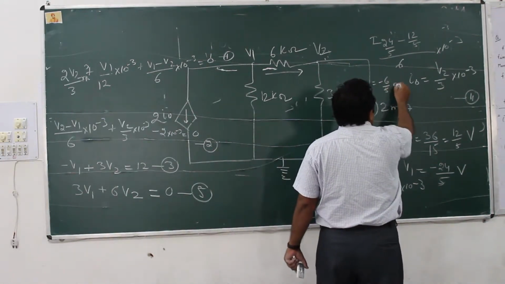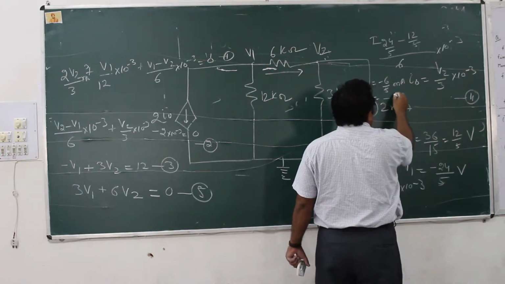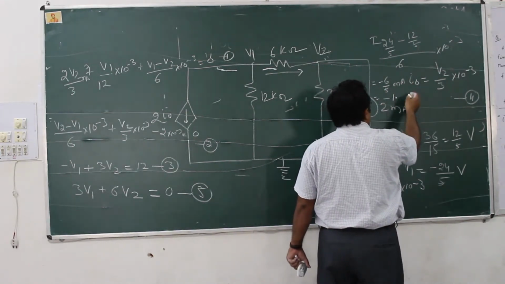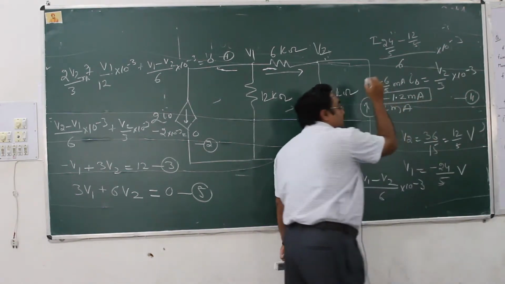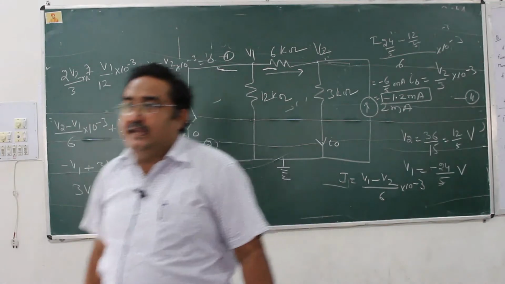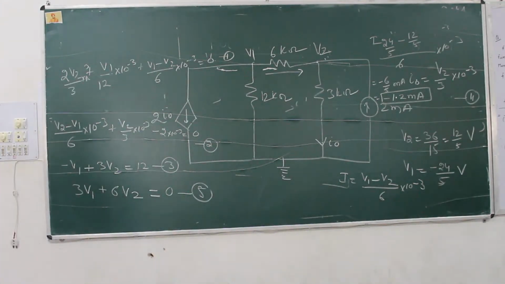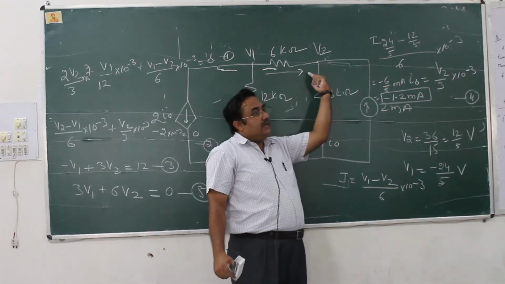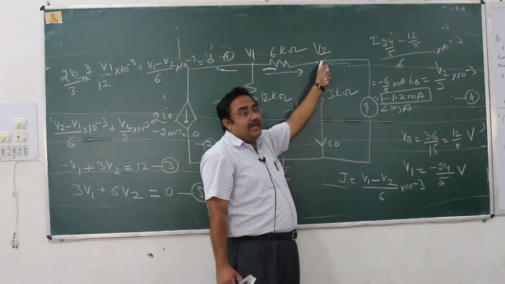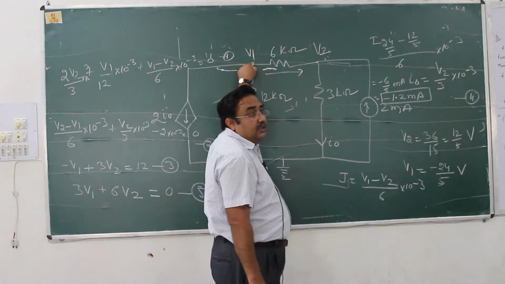Minus 6 by 5 milliampere, which you can write down as minus 1.2 milliampere. So this is your final answer. The minus is indicating that whoever has framed the question has given the wrong direction. Actually the current is not flowing like this, but like this.